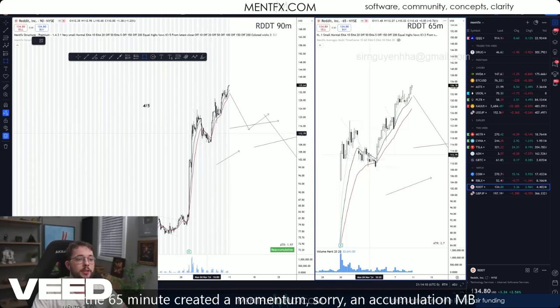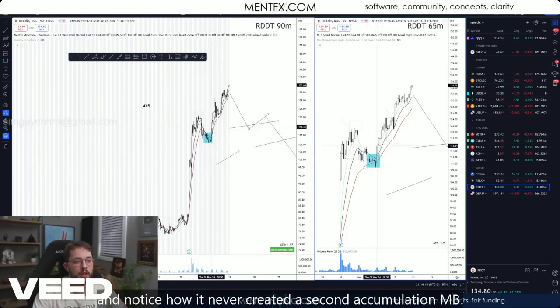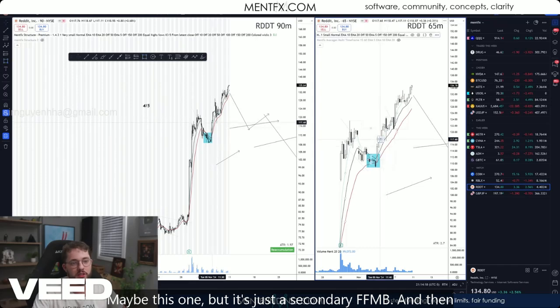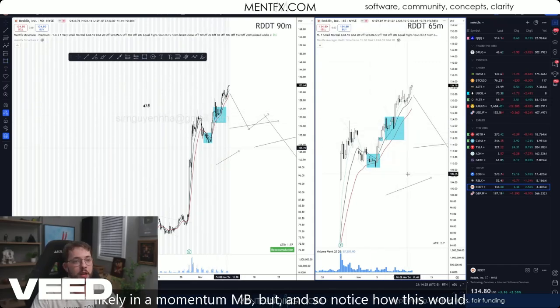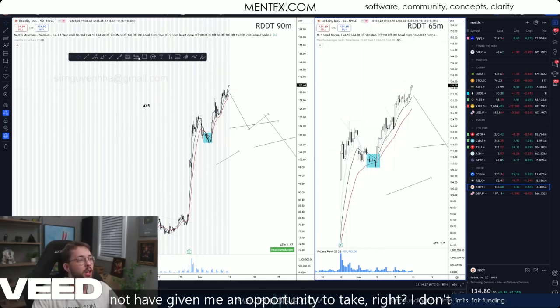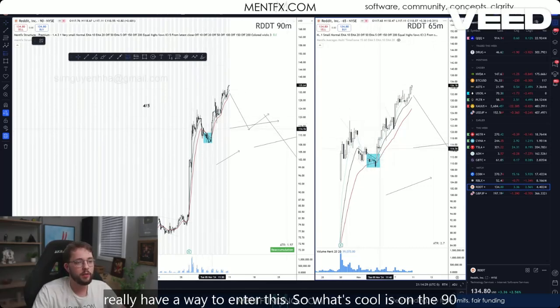Finally, I found one. So the 65-minute created an accumulation MB, and notice how it never created a second accumulation MB. Maybe this one, but it's just a secondary FFMB, and then this one happened way too high. So now we know this is very likely a momentum MB, and notice how this would not have given me an opportunity to take. I don't really have a way to enter this.